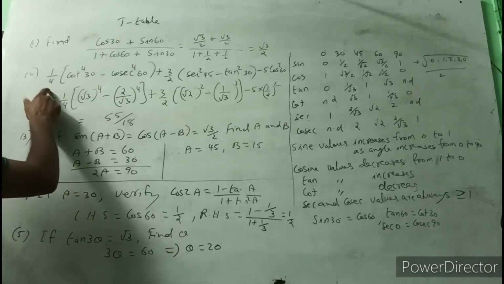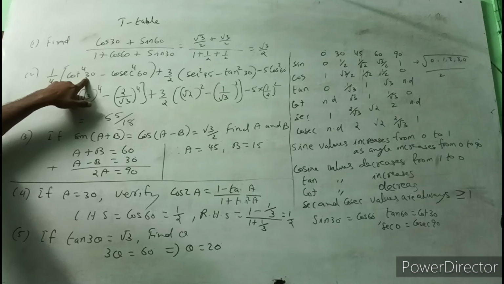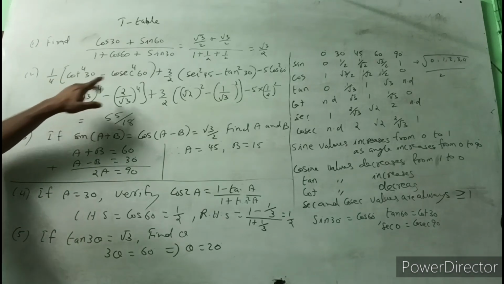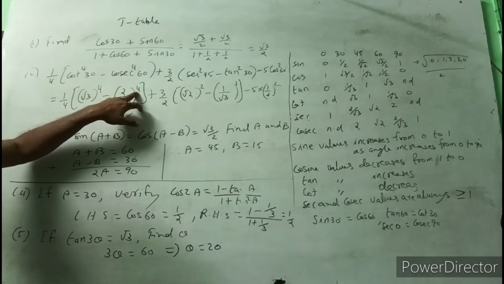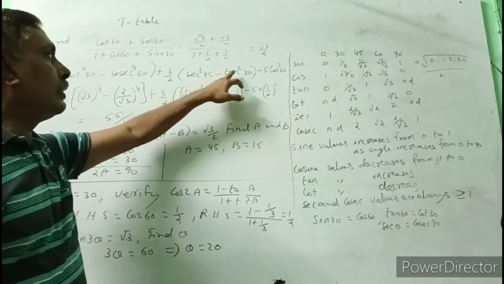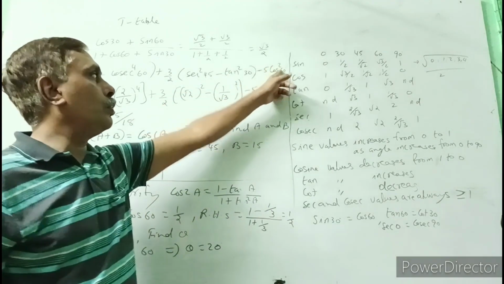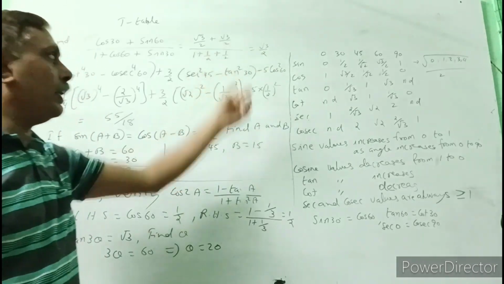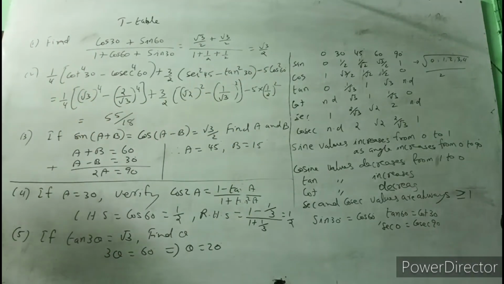Similarly, another question that came in your examinations. Cot raised to 4 means cot 30, whatever the value is, power it as 4, that is root 3 raised to 4. Cosec raised to 4 means cosec value 2 by root 3 raised to 4. Similarly, 3 by 2 into sec 45 root 2 square, tan 30 1 by root 3 square minus cos 60 1 by 2 square, because squares are written there. By simplifying all this, you will get 55 by 18. Simplification, you check whether it is coming or not.